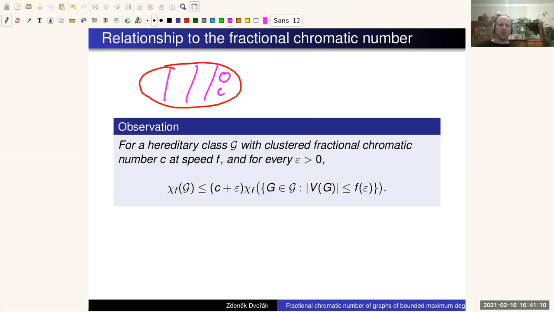And so let's say you do this using C colors, and then maybe using some different argument, you can inside each of these components do the coloring separately. If inside each of these components you can do it using B colors, then you will get a proper coloring using C times B colors. And the same turns out to be true for these fractional colorings. So if you have this cluster fractional chromatic number C at some speed F, then the fractional chromatic number of your class is at most C plus epsilon times the maximum of the fractional chromatic numbers of the graphs in the class which have at most F of epsilon vertices.